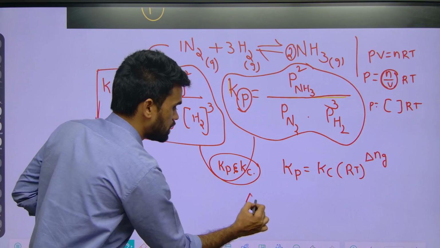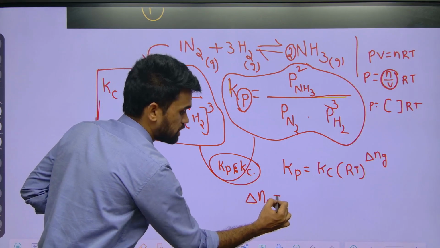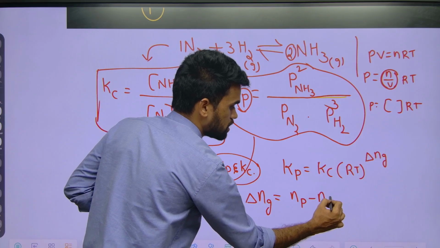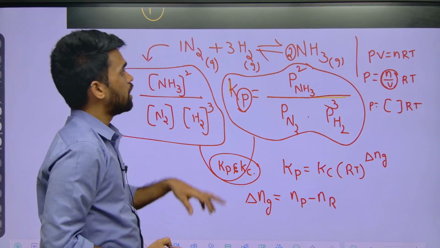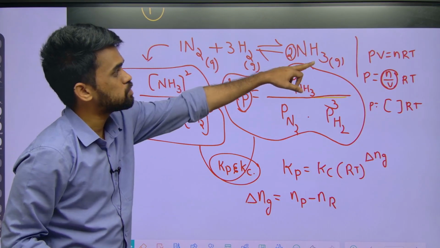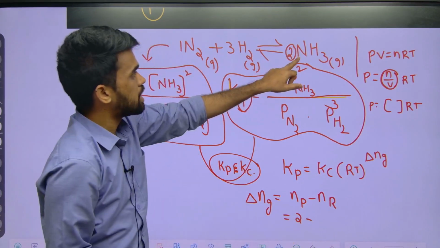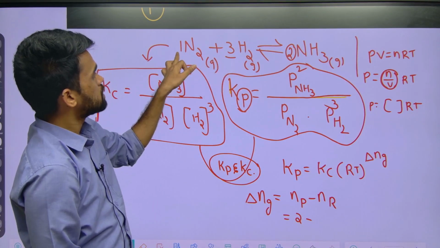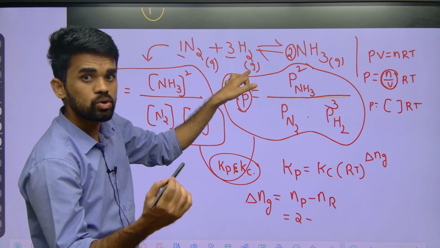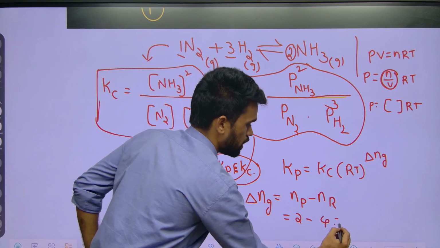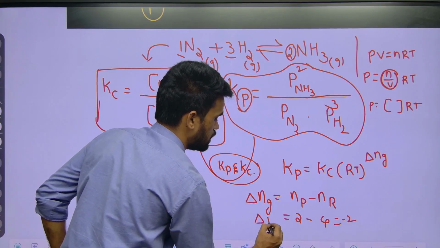So what does delta Ng mean? This is nothing but the number of gaseous products minus the number of gaseous reactants. In this reaction, how many gaseous products are there? 2. So you can take this as 2. Gaseous reactants are how many? 3 plus 1. All of them are gases. Consider only gaseous substances. So 2 minus 4, that is minus 2. So this is your delta Ng value.